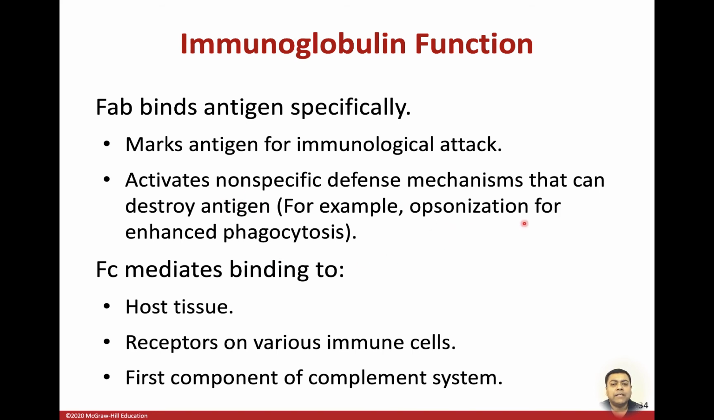For example, we have seen opsonization for enhanced phagocytosis. Think about that, we already talked about it as an immune response by the serum complement proteins. If a bacteria is coated by antibodies, it will enhance the phagocytosis. We have seen that. On the other hand, the Fc, or the constant region, mediates the binding to the host tissues and receptors on various immune cells.